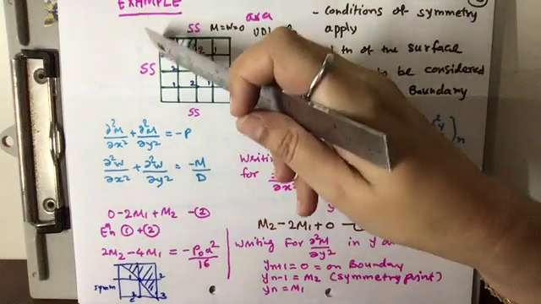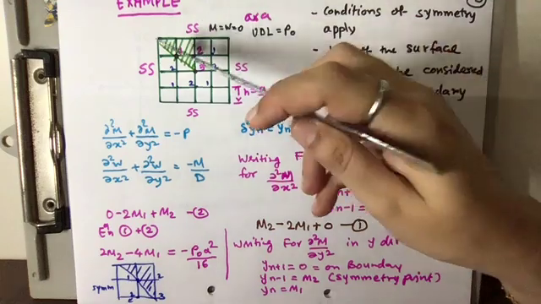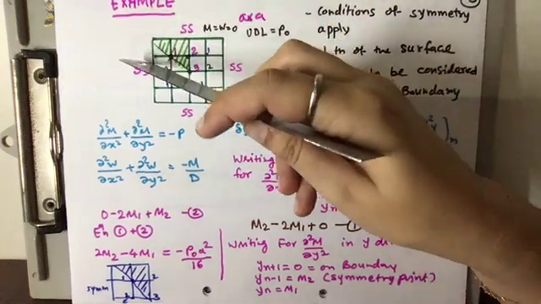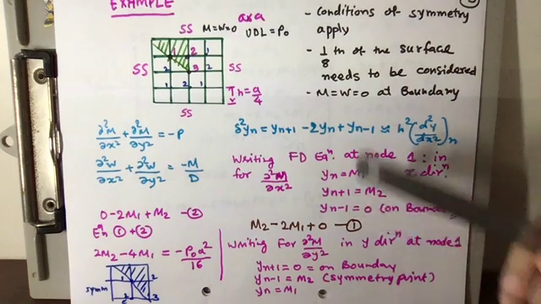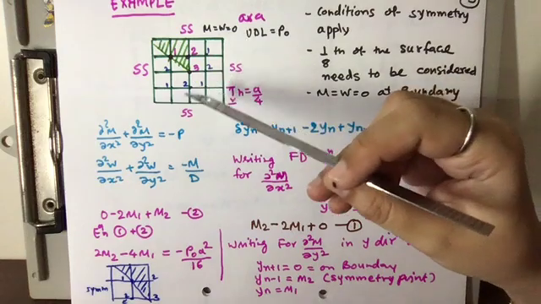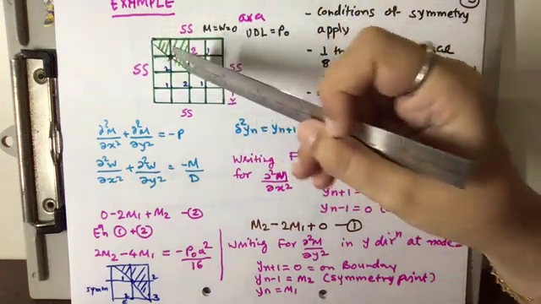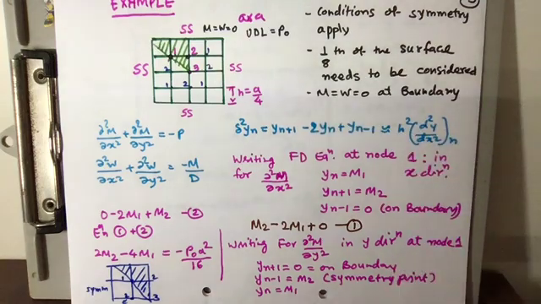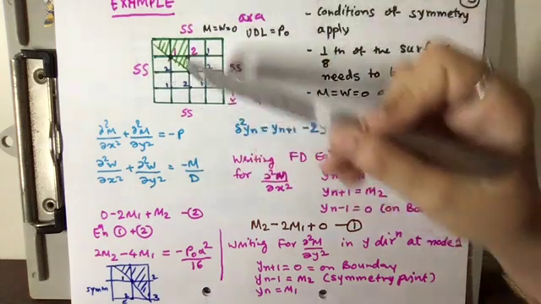Now you can see this left point of this node, that is yn minus 1 in the x direction, is nothing but a boundary point. So I know that on all four boundaries, because of symmetry, the deflections and the moments will be 0.